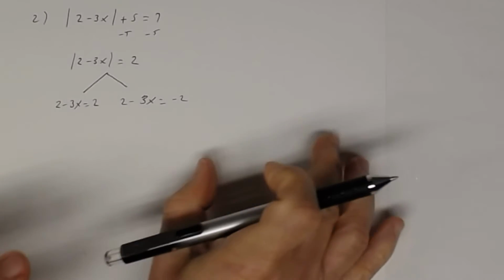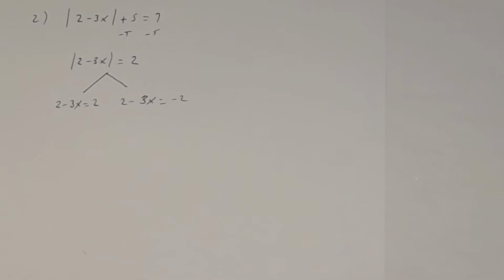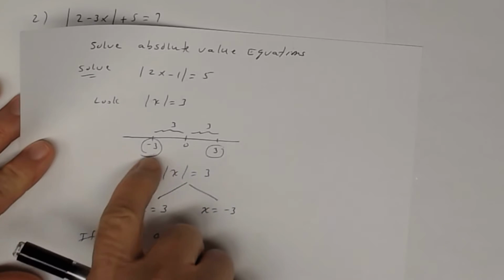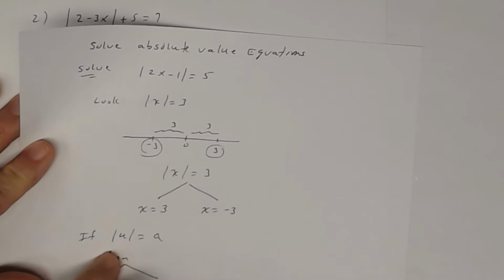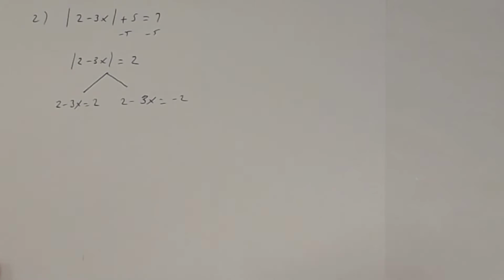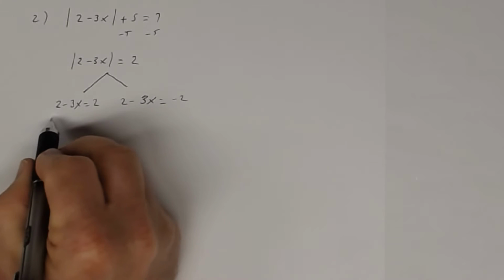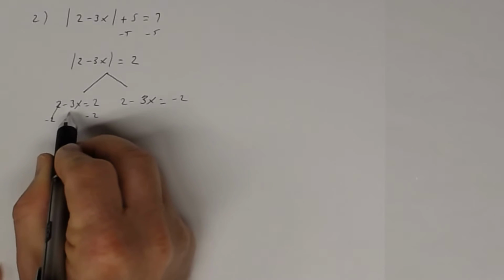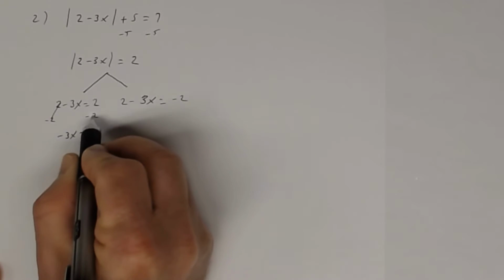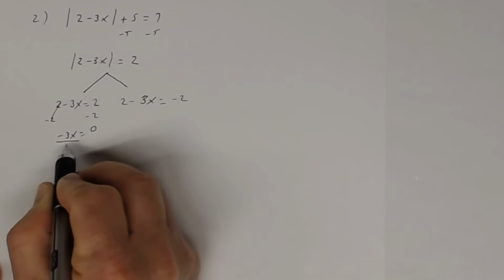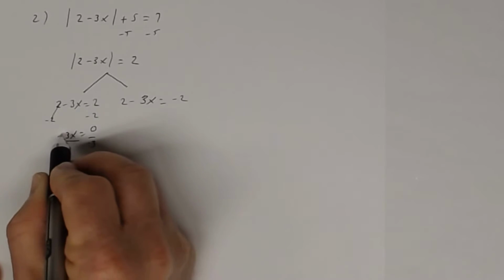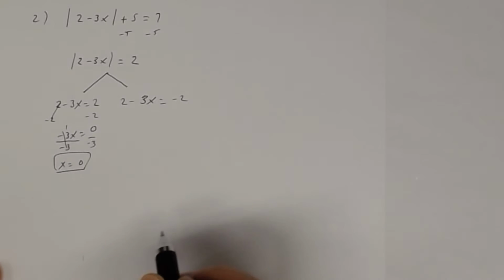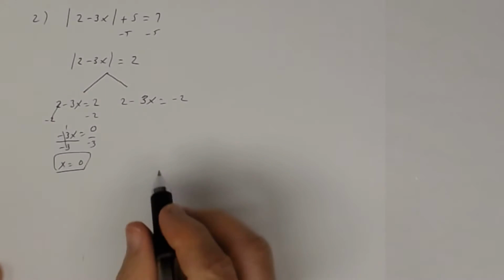Remember that number line idea? In this case it was 2, so you'd say 2, negative 2. And then you just solve each of those linear equations. Let's subtract 2 from both sides. 2 minus 2 is 0, so I get negative 3x is equal to 0. Divide both sides by negative 3, and I get x to be 0. 0 divided by negative 3 is 0. So there's one of your solutions.